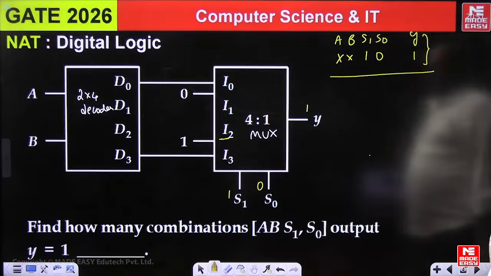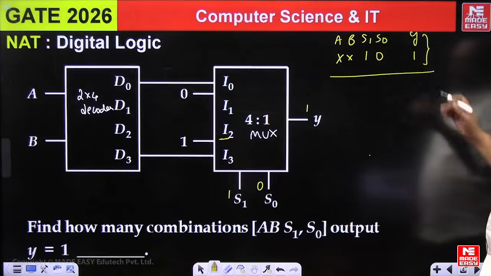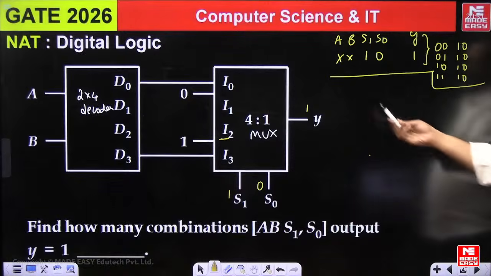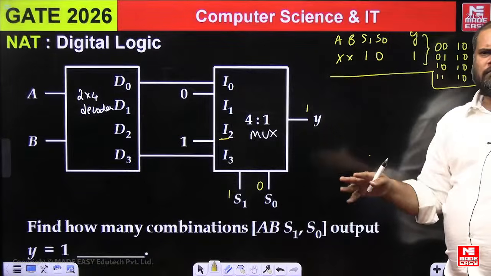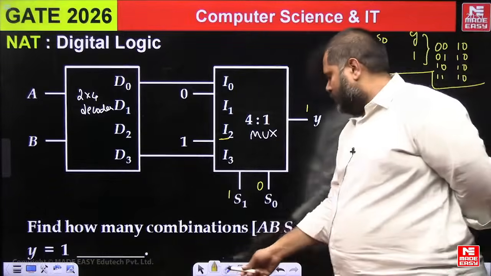He's asking the number of combinations. This means these are 4 combinations: 0 0 1 0, 0 1 1 0, 1 0 1 0, 1 1 1 0. Whenever you say don't care, 2 don't cares, there are 4 possibilities: 00, 01, 10, 11. Don't care can be anything. Let's see one more set of possibilities.